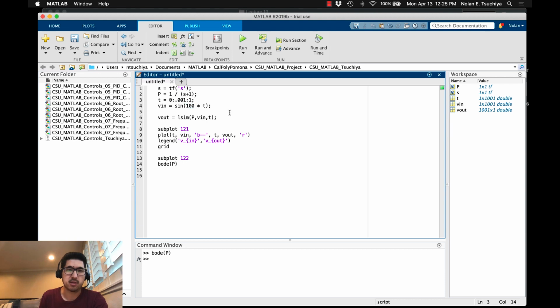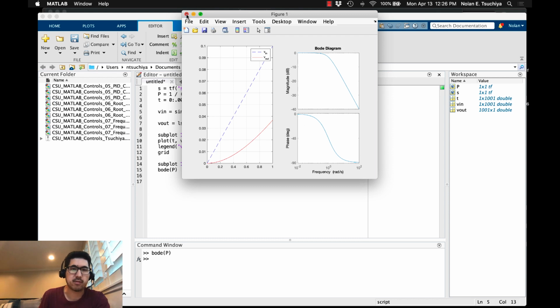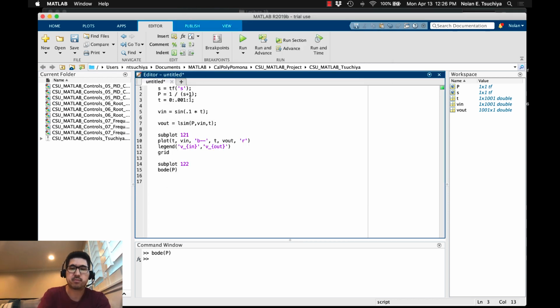Okay, so you can keep this code, you can mess around with it. All you're really changing is the frequency here. Maybe we'll do one more. Right, so we did 0.1. I've got to change the amount of time it runs for.